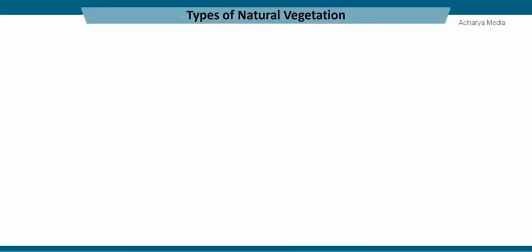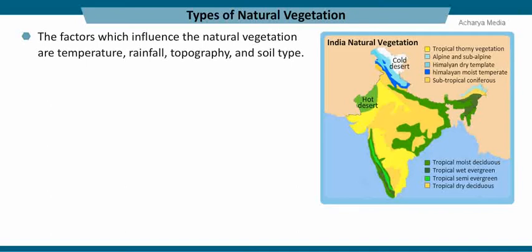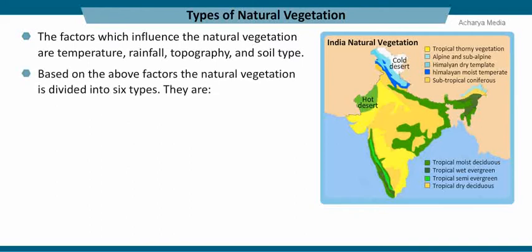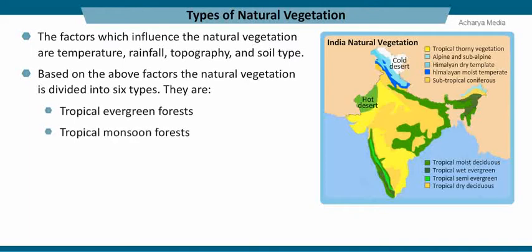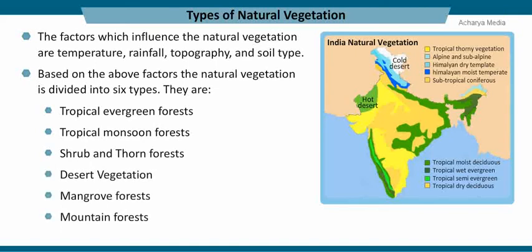Types of natural vegetation. The factors which influence the natural vegetation are temperature, rainfall, topography and soil type. Based on the above factors, natural vegetation is divided into 6 types. They are tropical evergreen forest, tropical monsoon forest, shrub and thorn forests, desert vegetation, mangrove forest, mountain forests.